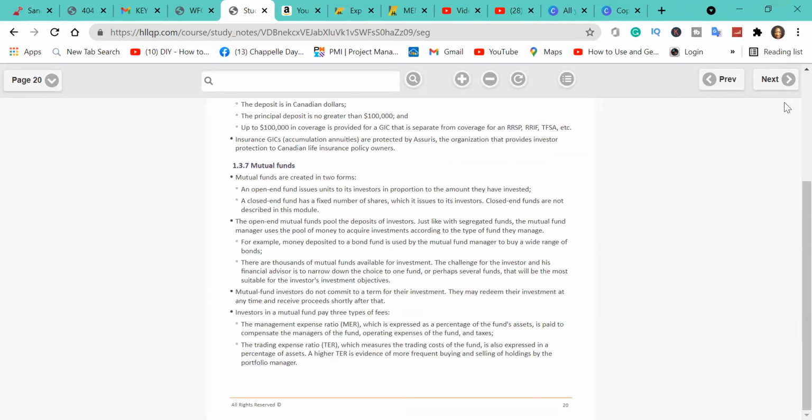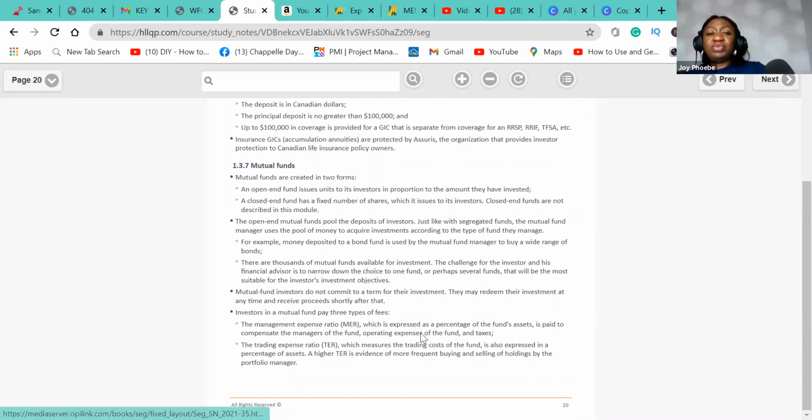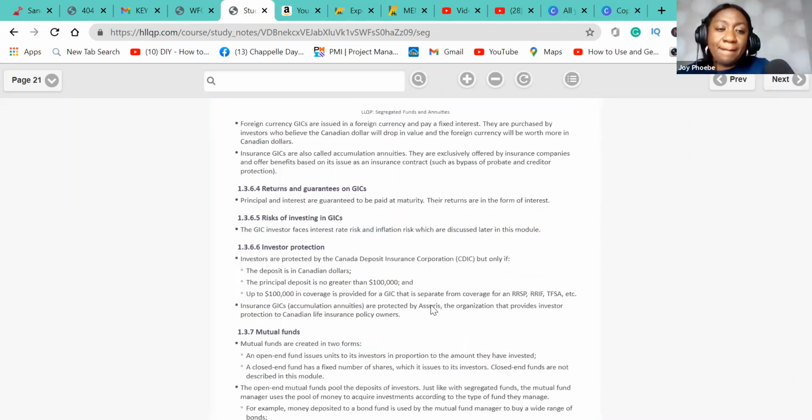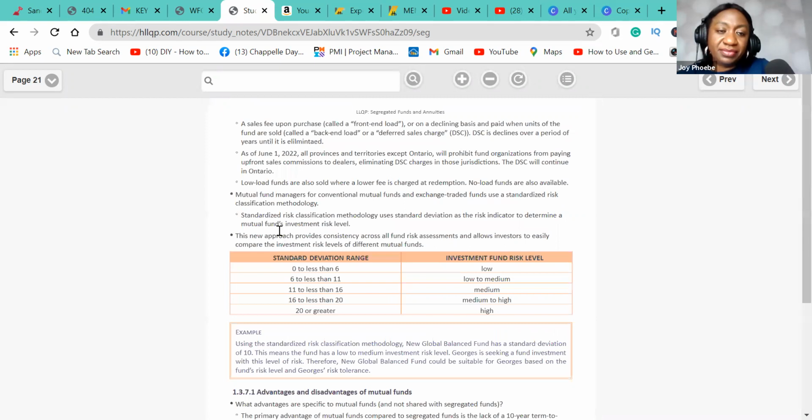So the mutual fund is the fact that you can take out your money at any time. And then they went ahead to discuss the 3 kinds of fees that investors in mutual funds pay.